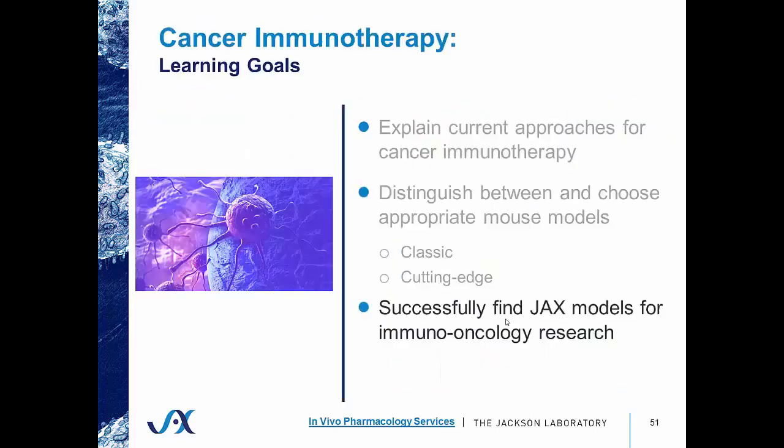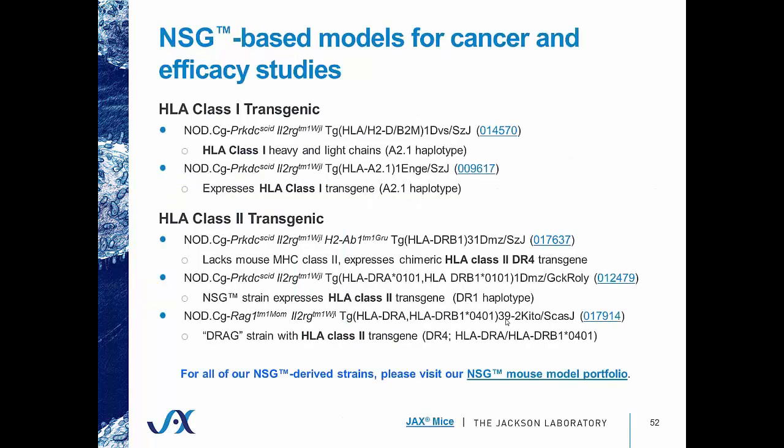And finally, I'd like to show you where you can go to find JAX models for your immuno-oncology research. So we have a number of NSG-based models for cancer and efficacy studies, including HLA class 1 transgenics as well as HLA class 2 transgenics, which allow for better T-cell responses. So we have a number of these listed here. You can click on any of these links and you can see in the blue, these are the stock numbers associated with each strain. But you can also see all of our NSG-derived strains by visiting our NSG mouse model portfolio.